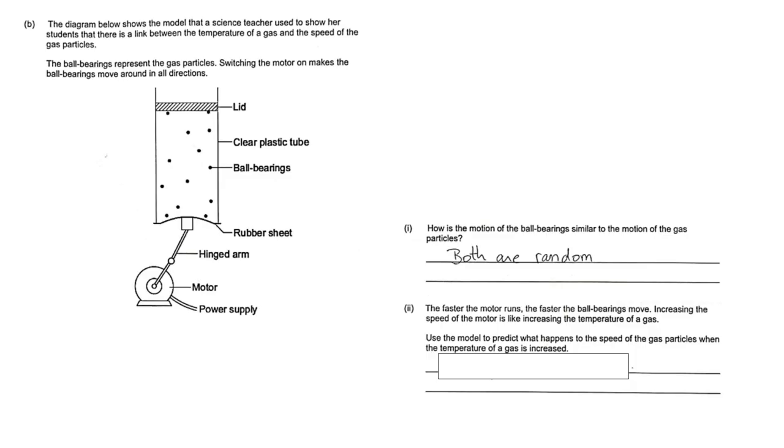Use the model to predict what happens to the speed of the gas particles when the temperature of a gas is increased. The speed is also going to increase. Okay, they have more kinetic energy, more energy. They're going to move faster, but still in random direction.